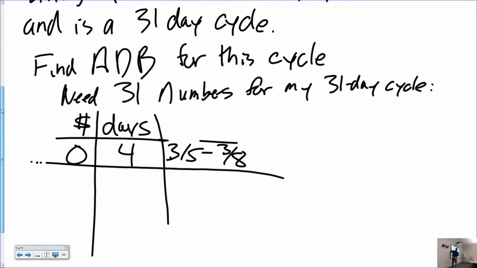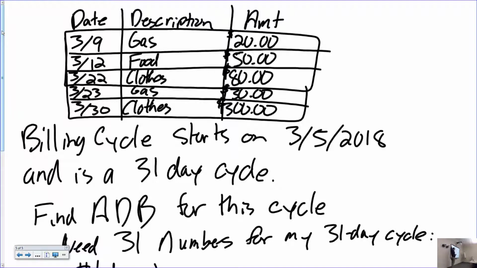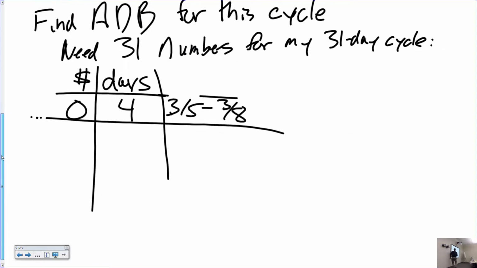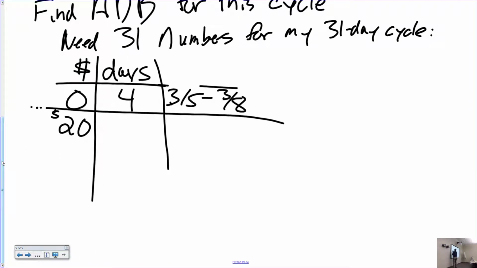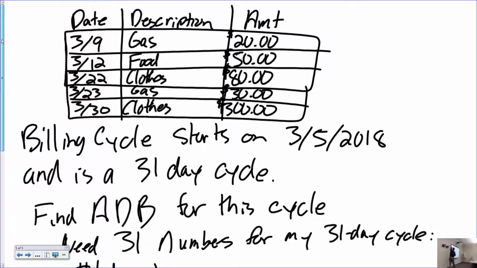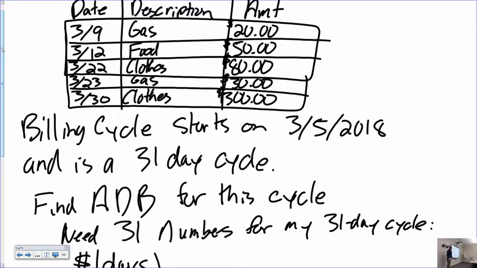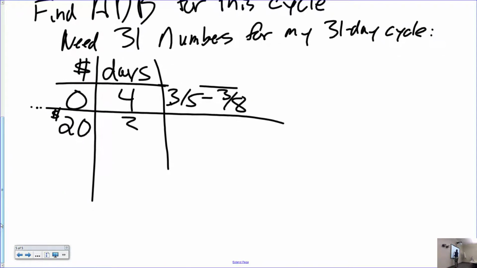Now, what does my number turn into on March 9th? 20. Okay. Now, how many times does that 20 repeat? 3. 9th, 10th, and 11th, right? 3 days of repeating, because then on the 12th, I make a new purchase. That number has changed. So it's going to be 3 days from 3/9 to 3/11.